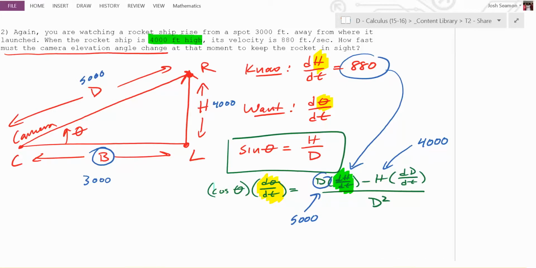Let me highlight it in blue here. We still need to find this, and we need to find... Oh, we have d still. There's another place d is, right? D is 5,000 right there. So we have to find theta and the rate of change of d. So which one do you want to do first?